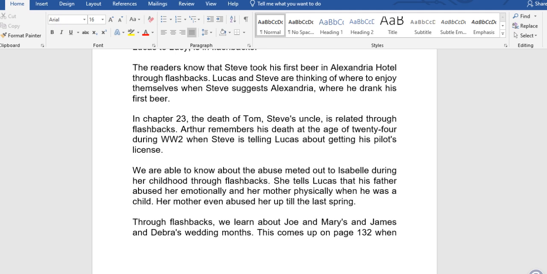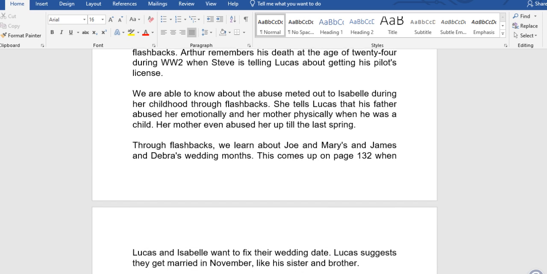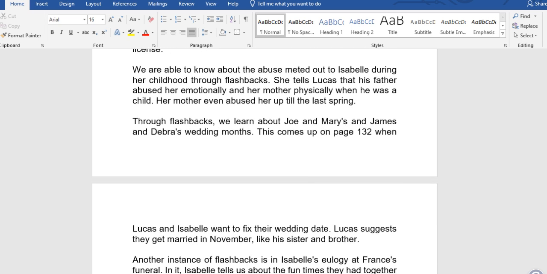Also, in chapter 23, the death of Tom, Steve's uncle, is related through flashbacks. Arthur remembers his death at the age of 24 during World War II, when Steve is telling Lucas about getting his pilot's license. We are able to know about the abuse meted out to Isabel during her childhood through flashbacks. She tells Lucas that his father abused her emotionally and her mother physically when she was a child. Her mother even abused her up till the last spring.